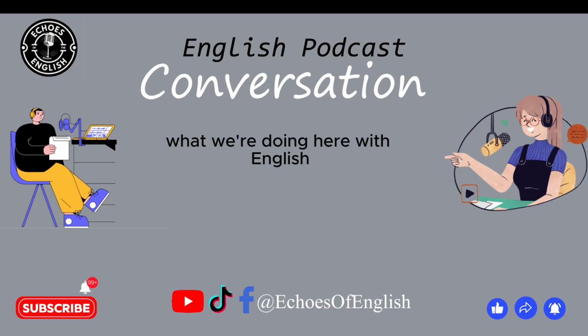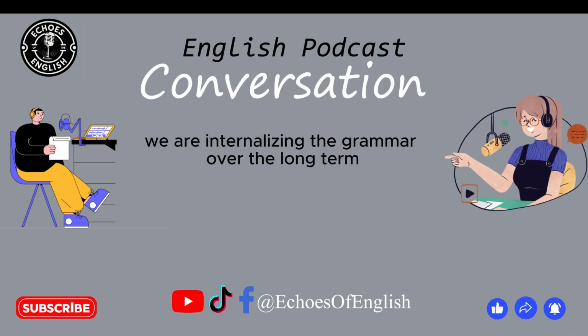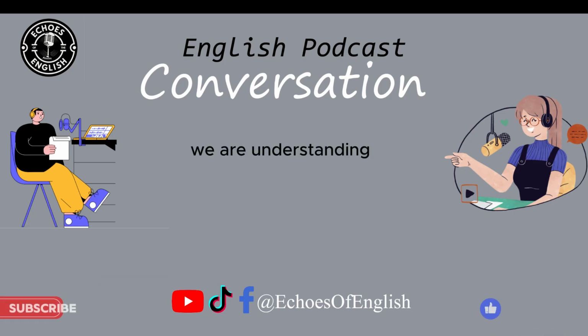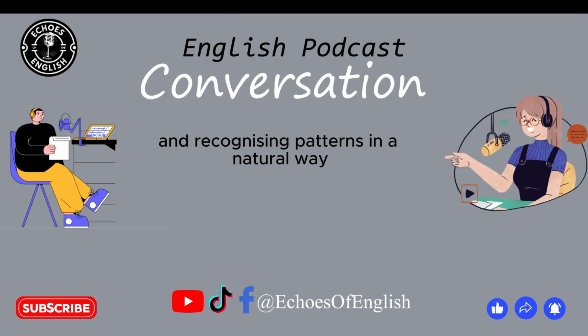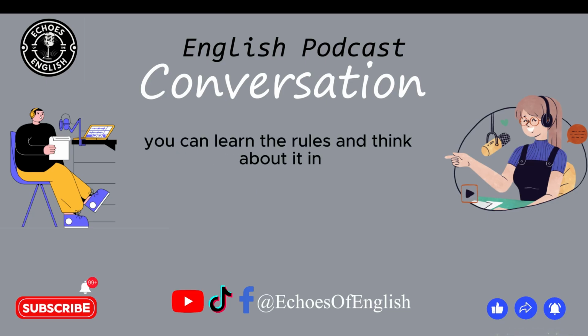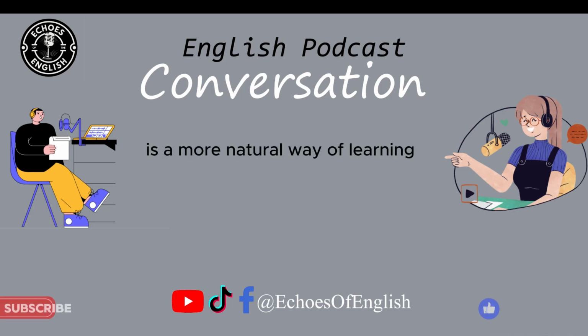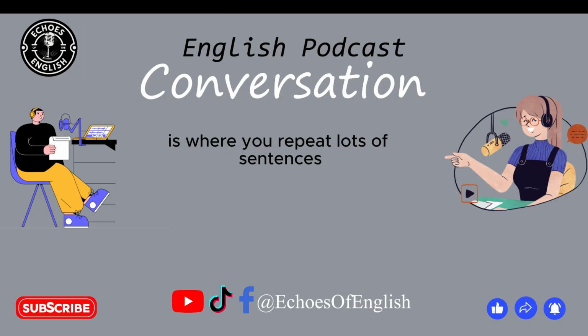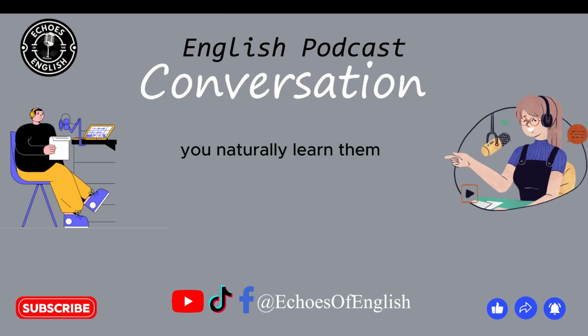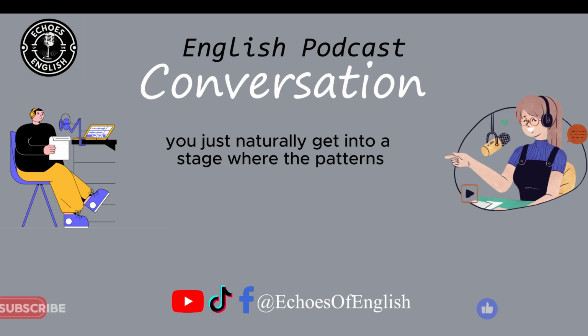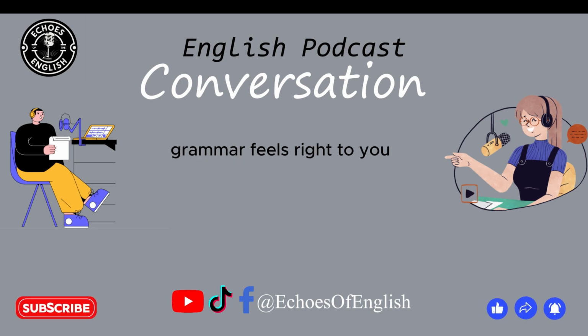Now, what we're doing here with English, because it's a language, is when we're doing this with sentences, we are internalizing the grammar over the long term. We are understanding and recognizing patterns in a natural way. Because when you think about learning grammar, you can learn the rules and think about it in that sense where, okay, I need to use this, then that, and then that. Whereas I feel, and what I've talked about for years, is a more natural way of learning, and a way where it just feels right to you is where you repeat lots of sentences so that you just pick up these patterns. And to pick up these patterns means that you just internalize them. You naturally learn them. So you're not focusing on the rules. Instead, you're just naturally getting to a stage where the patterns, grammar, feels right to you.